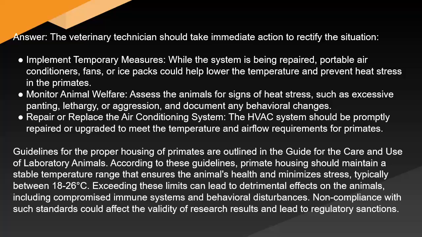Guidelines for the proper housing of primates are outlined in the Guide for the Care and Use of Laboratory Animals. According to these guidelines, primate housing should maintain a stable temperature range that ensures the animal's health and minimizes stress, typically between 18 to 60. Exceeding these limits can lead to detrimental effects on the animals, including compromised immune systems and behavioral disturbances. Non-compliance with such standards could affect the validity of research results and lead to regulatory sanctions.